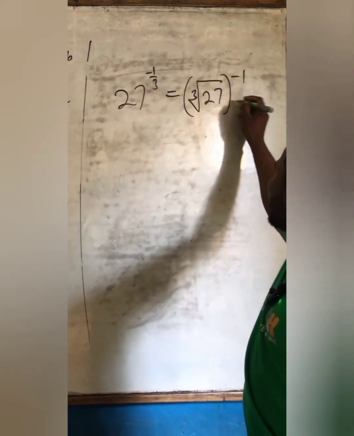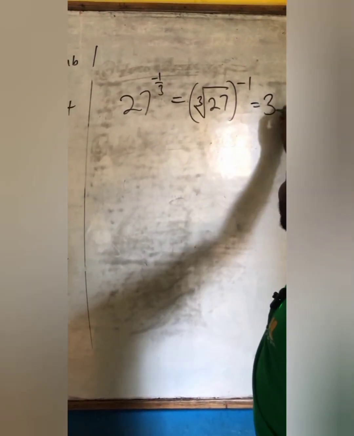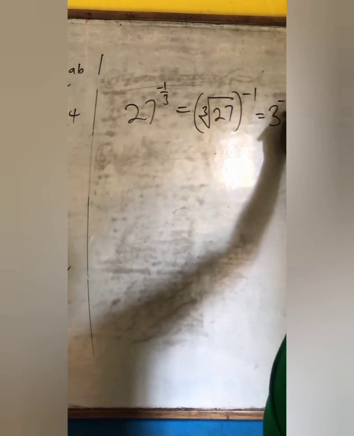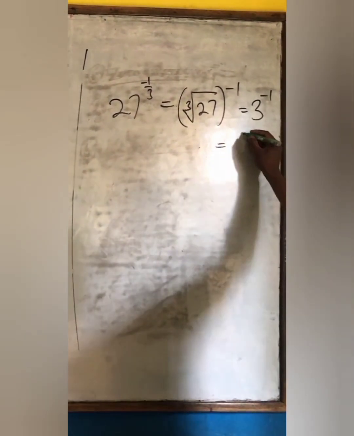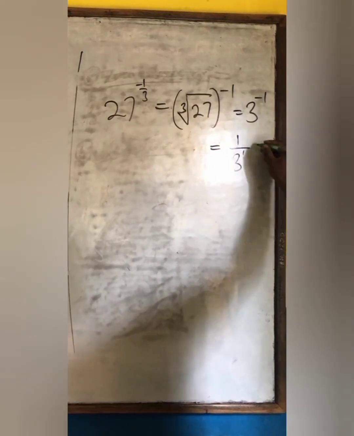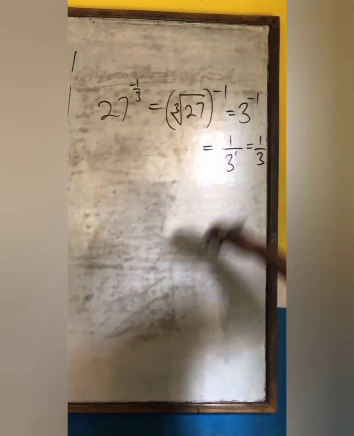Then what is the cube root of 27? That is 3. 3 raised to power minus 1. Then you know what this one will give you. You take a negative index. You know that it's not allowed. You see 1 over the same positive value. So 1 over 3 raised to power 1, which is 1 over 3.